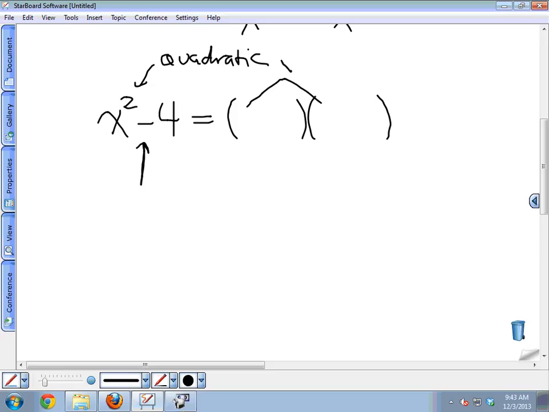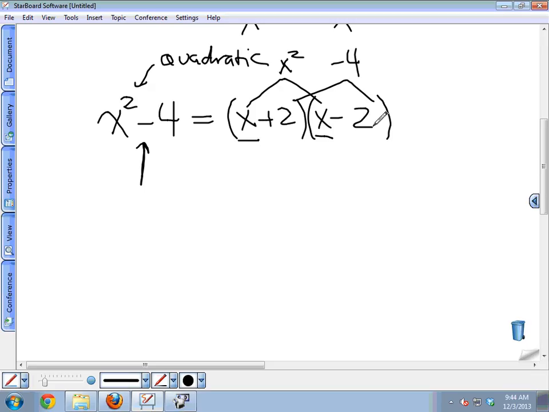I have the product of these 2 that's going to give me x squared, right? And the product of these 2 is going to give me minus 4. What am I going to put here and here to get x squared? X and x. And what am I going to put here and here to get negative 4? They've got to be the same number. A positive 2 and a negative 2, right? They got to have different signs.